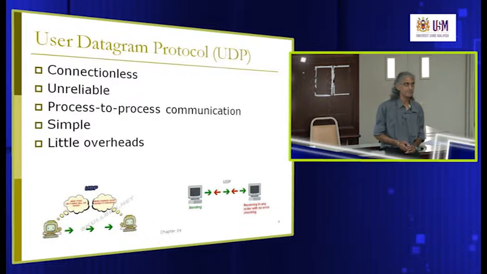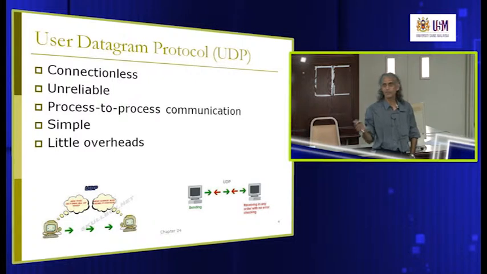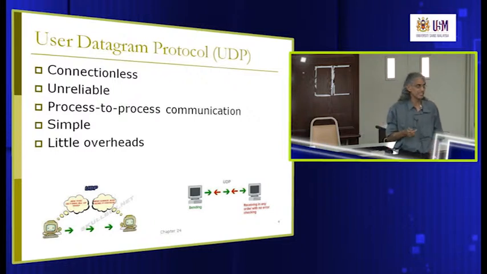Now, UDP is very, very simple. UDP is connectionless. Connectionless, as you saw last time, means that you send packets without informing the other side. So the client will send UDP packets to the server, just send. Whether the server is running or not, nobody knows. Whether the server is congested, nobody knows. And we don't care, actually. We just send. That's connectionless.